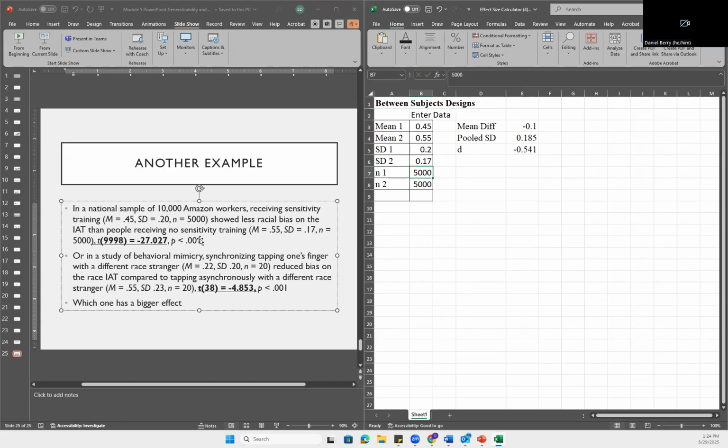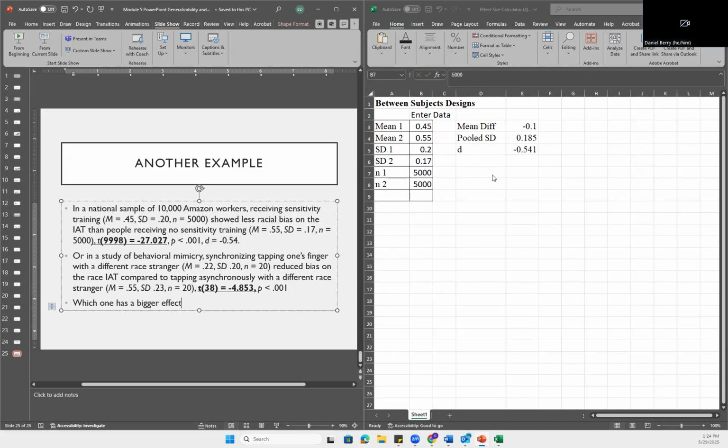So this is a pretty sizable effect. But look at this t-value. This t-value is very large. It's negative 27. I've never seen a t-value that big in a study. So I wonder if this effect is psychologically meaningful. Or in other words, should we do this? Should we be giving people this sensitivity training?